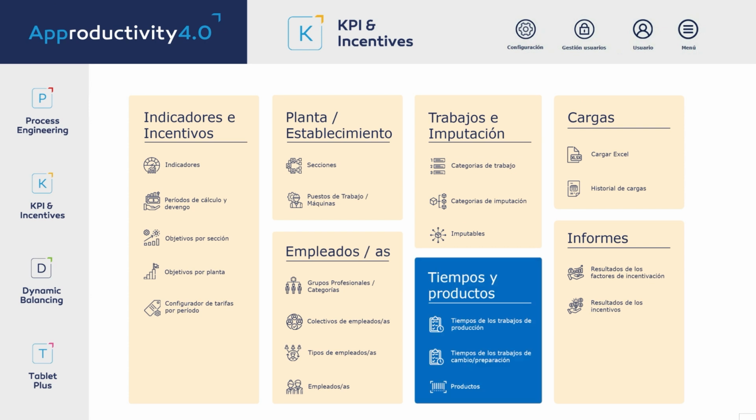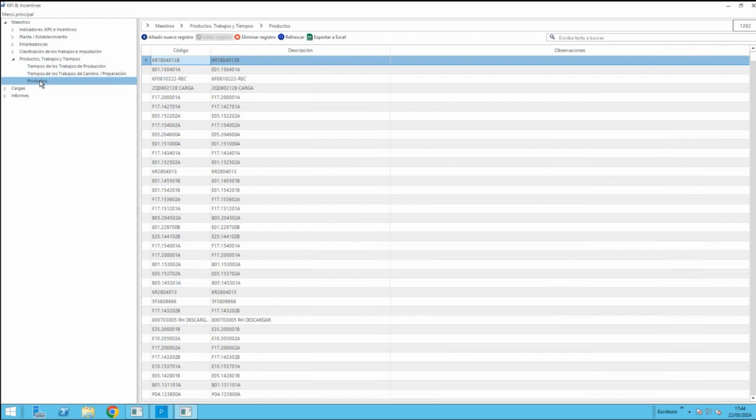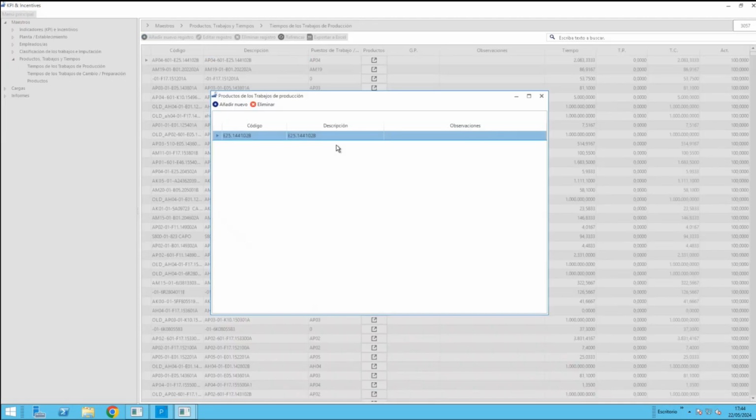Here we can see the master for products and work times for production and setup changeover. If the company has the Process Engineering module of Approductivity 4.0, all product relationships are shared, and standard times result from the time studies or workload balancing module. This allows the relationship between tasks, produced items, and workstations to be established, ensuring standard times are available at any activity level for later performance and efficiency calculations.